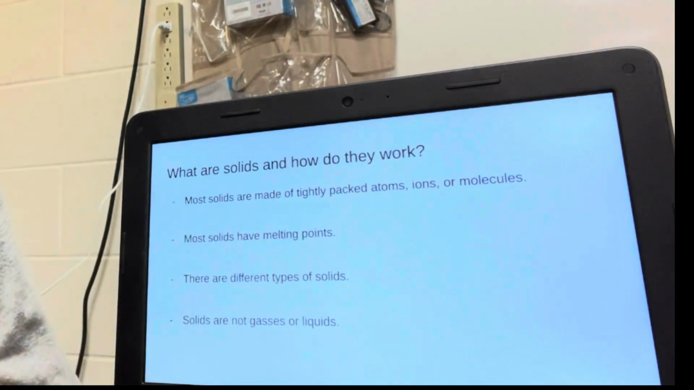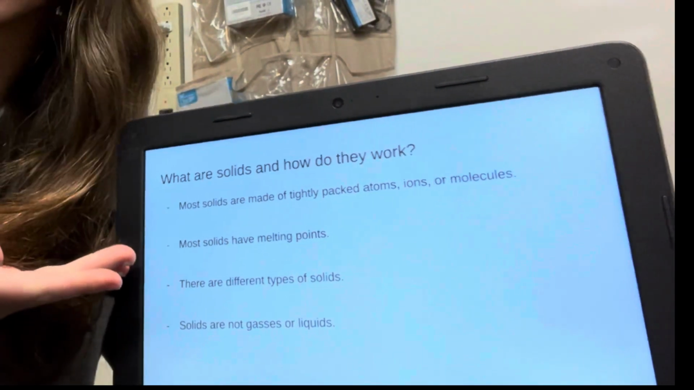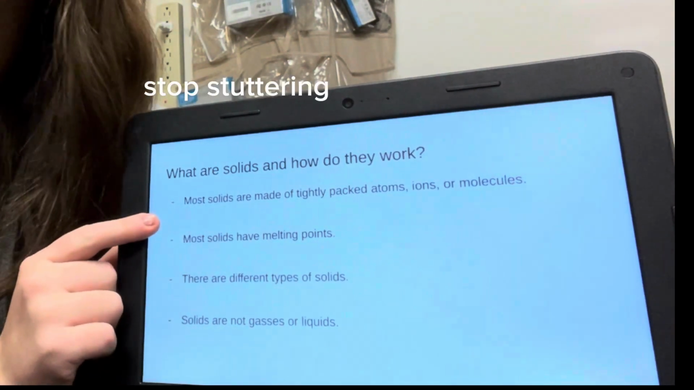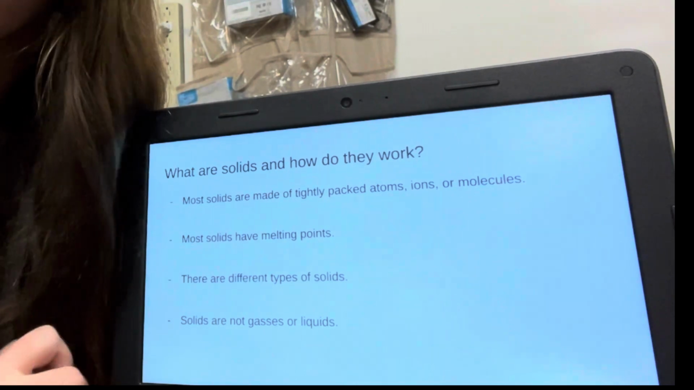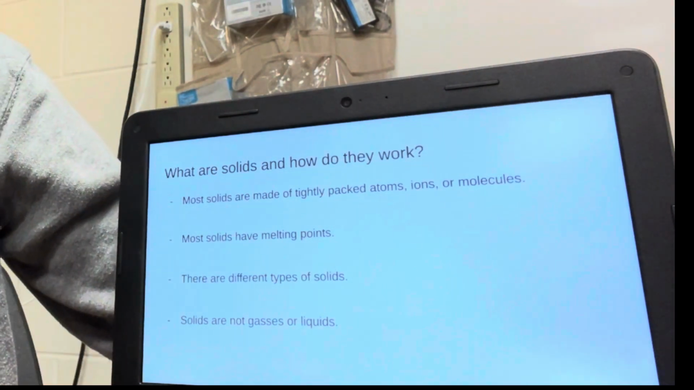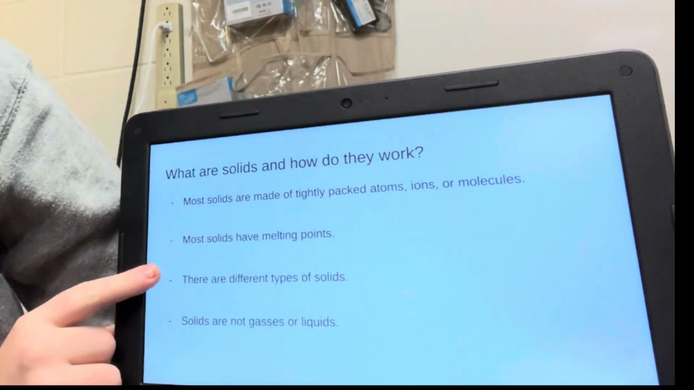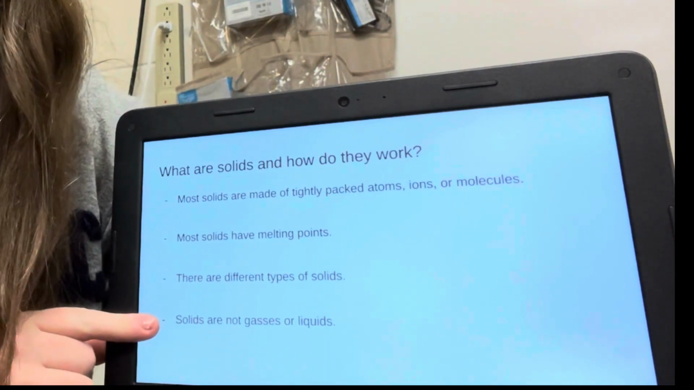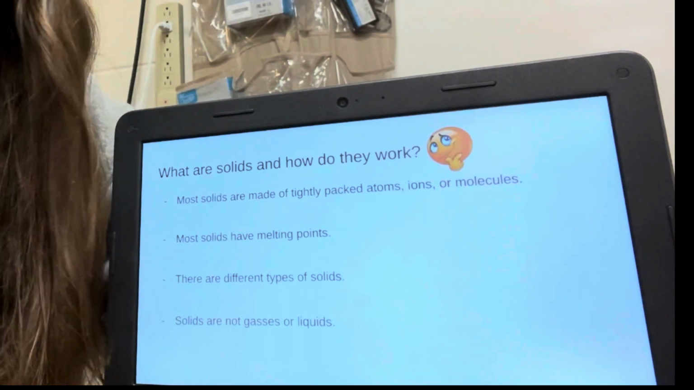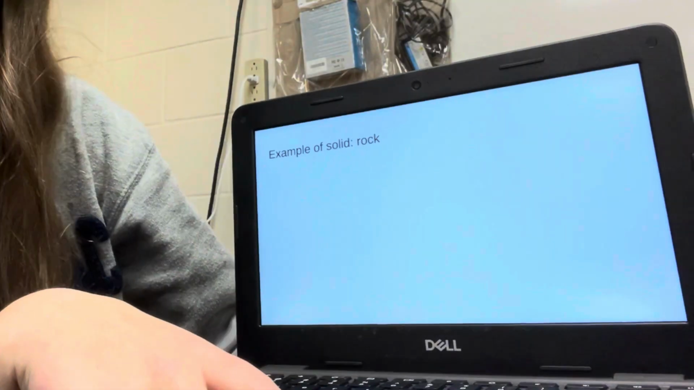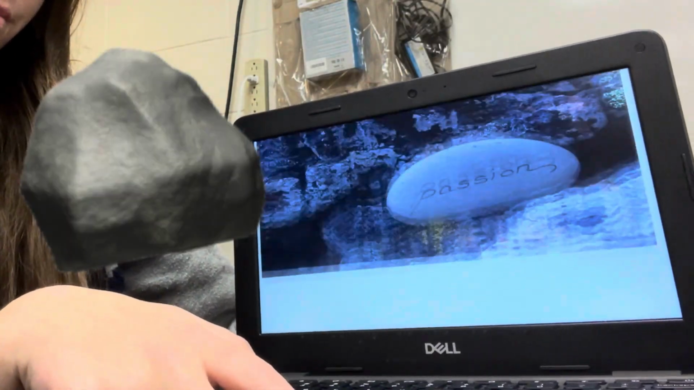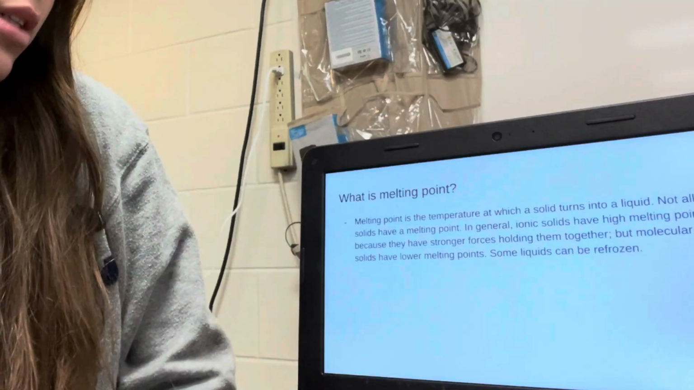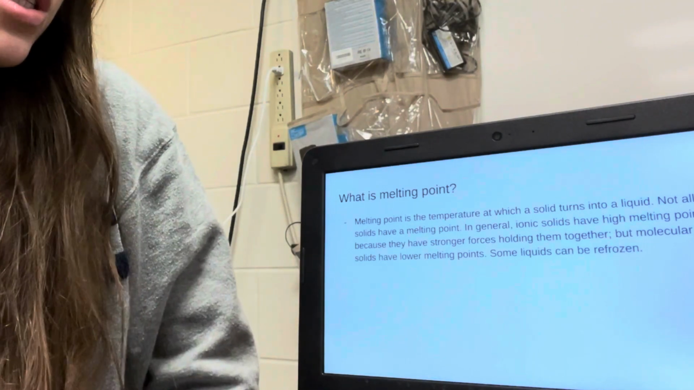To start, what are solids and how do they work? Well, most solids are made of tightly packed atoms, molecules, or ions. Most solids have melting points. There are different types of solids, and solids are not liquids or gases. Example of a solid: rock. What is melting point? Melting point is the temperature at which a solid turns.